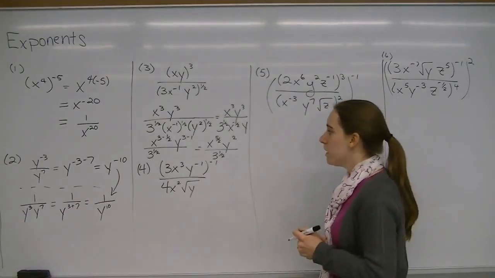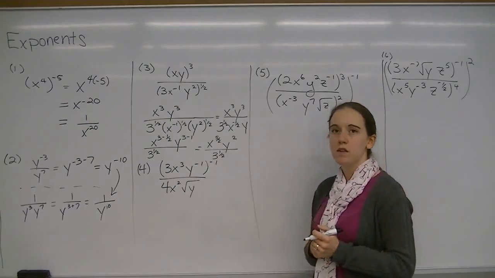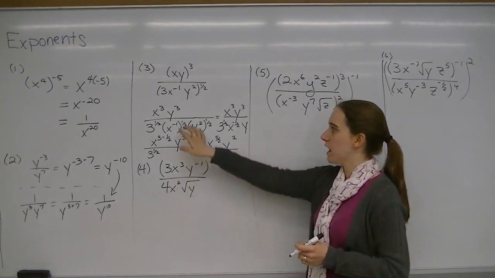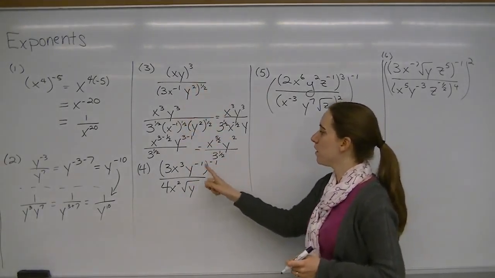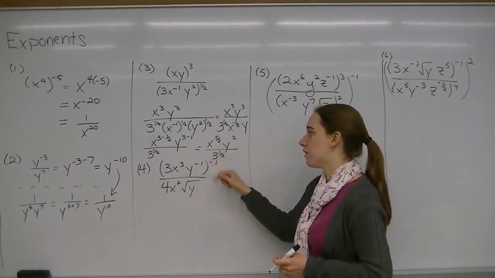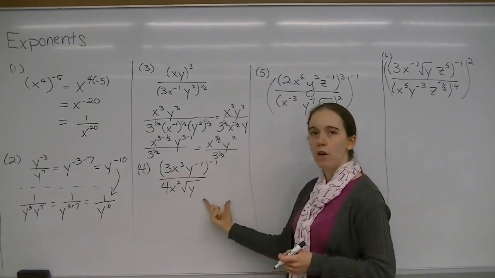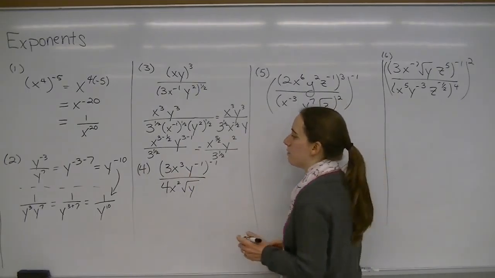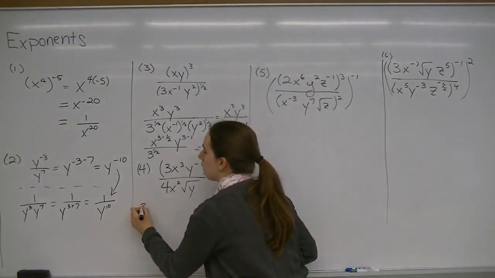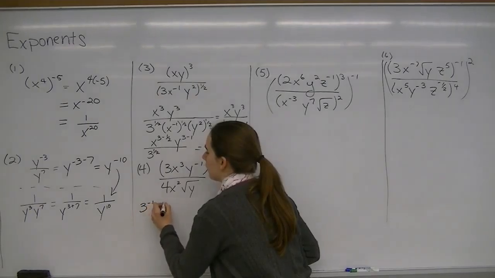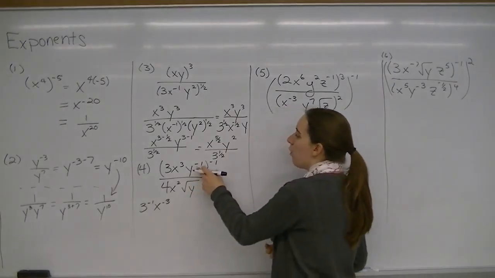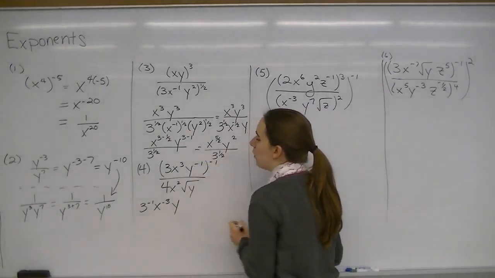Let's look at this one. Now, there are a couple different ways you could do this one also. I can either distribute my negative 1 power across the top, just like I did in these two examples, so that 3 to the negative first, x to the third to the negative first, y to the negative first to the negative first, or I can bring that whole term down. So let's do it with distributing the power first. So we have 3 to the negative 1, x to the negative 1 times 3, so x to the negative third, y to the negative 1 times negative 1, or just y to the first.